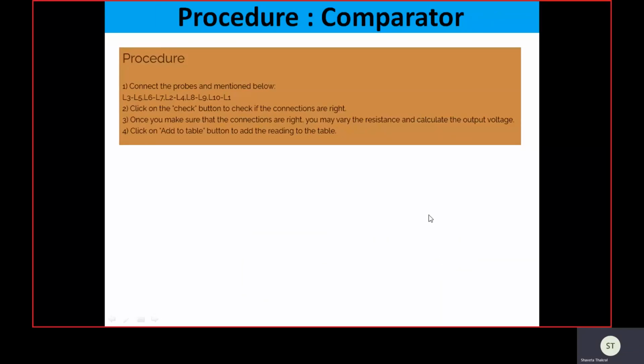And this is the step-by-step procedure that we need to follow to perform the experiment. So let's go to the website and perform this experiment step by step.